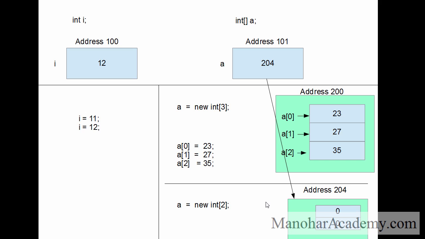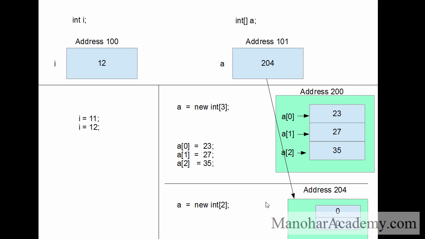What happens to the old object? In this case, the old object doesn't have any reference, right? Nothing is pointing towards that object at address 200. We created that object previously and saved its reference in a. Then we assigned three values, but after that, all of a sudden we are pointing our variable a to a different object, a different array with size 2.